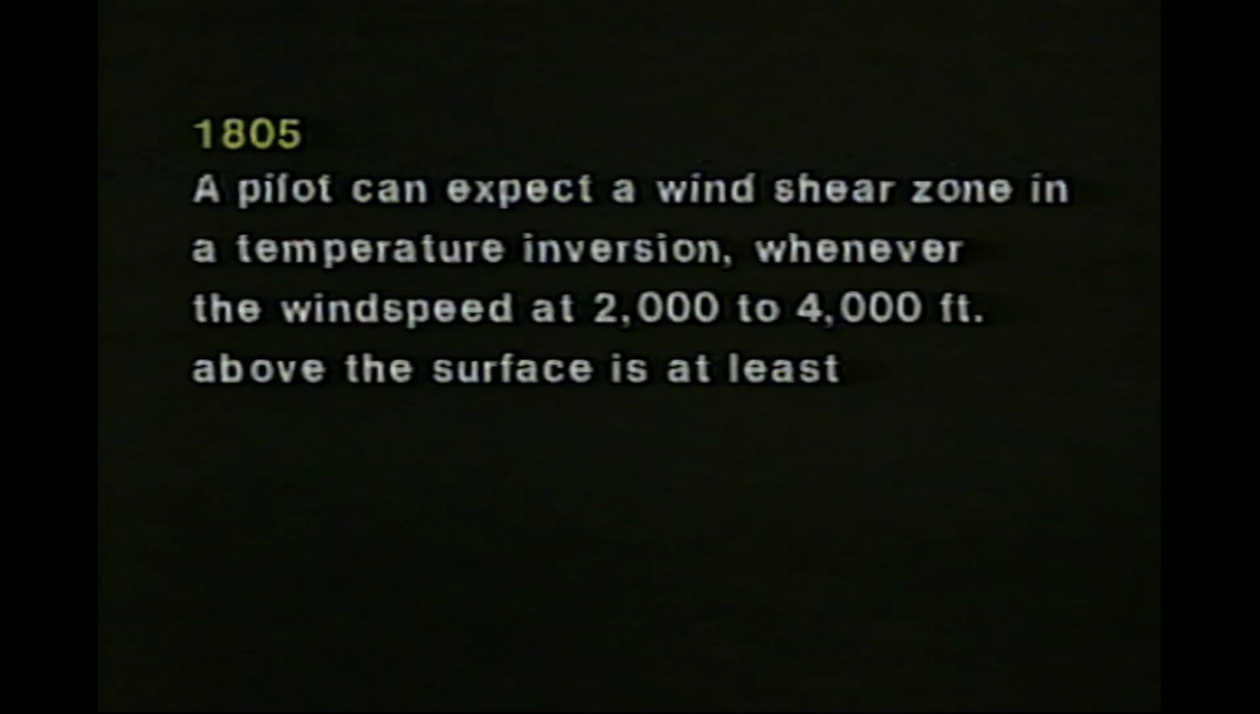Question 805. A pilot can expect a wind shear zone in a temperature inversion whenever the wind speed at 2,000 feet to 4,000 feet above the surface is at least. Answer 4, at least 25 knots.